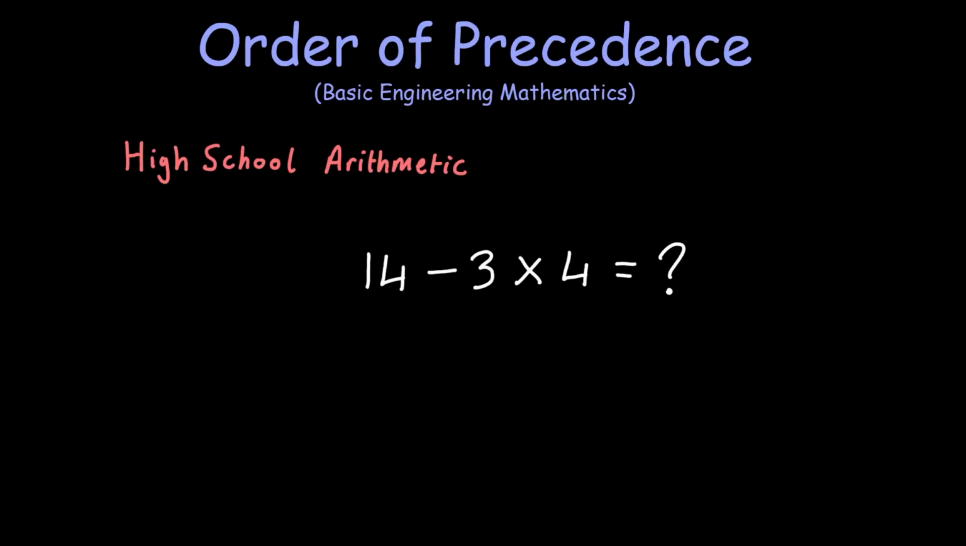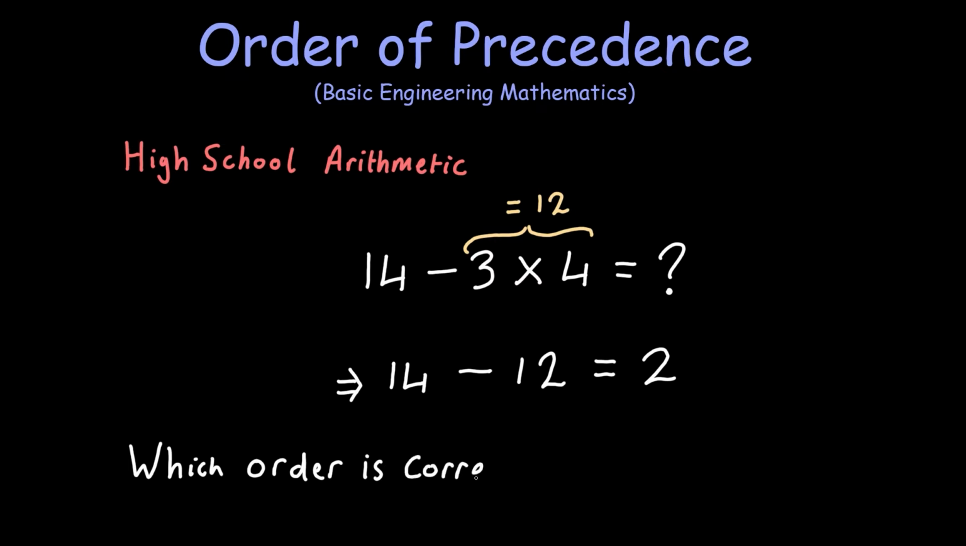14 minus 3 times 4. Now, what does that equal? It looks really easy to do, but what numbers should we add together first? If we decide to minus 3 from 14, we end up with 11 times 4, and we get a total of 44. But some of us may instead multiply 3 times 4, ending up with 14 minus 12, giving us an answer of 2. So if we're getting totally different answers here, simply because we decided to sum a certain two numbers first, which answer is the correct one?